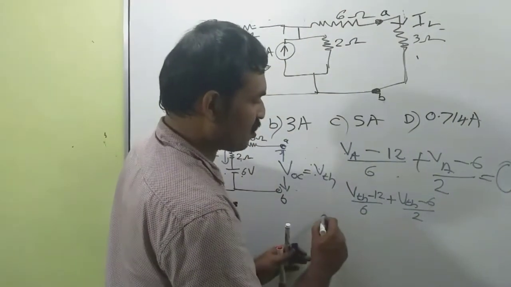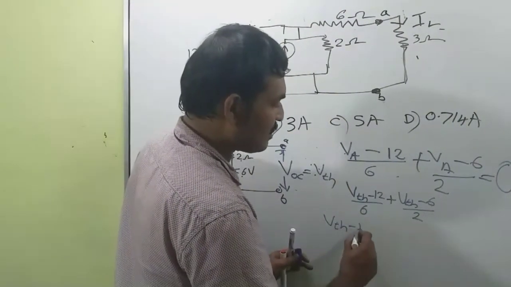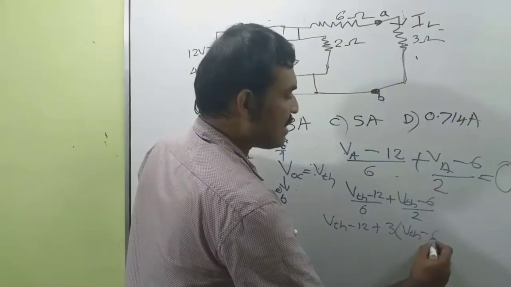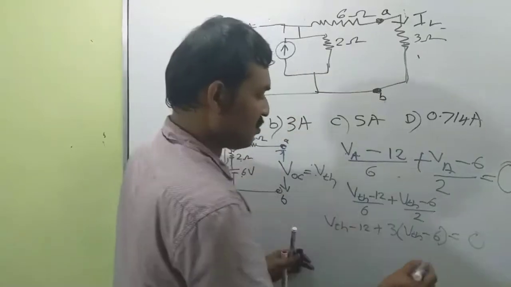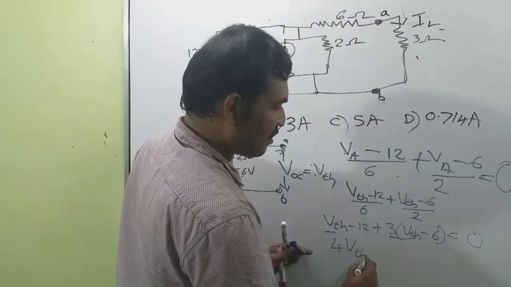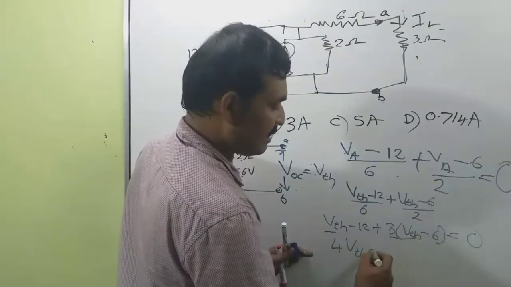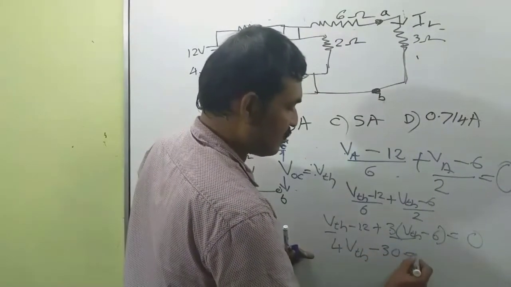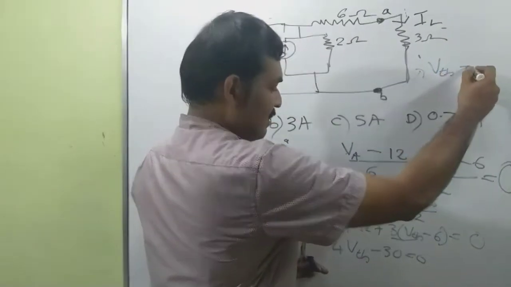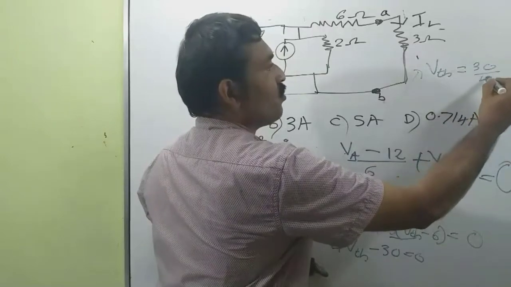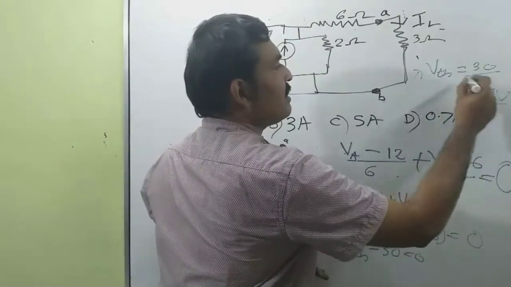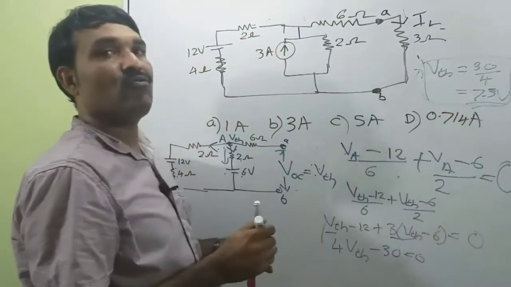Now take the LCM. So we get VTH minus 12 plus 3 into VTH minus 6, that is equal to 0. So VTH plus 3 VTH, that is 4 VTH, minus 12 minus 18, that is minus 30, is equal to 0. Or VTH is equal to 30 divided by 4, that is 7.5 volt. So the value of VTH is 7.5 volt.